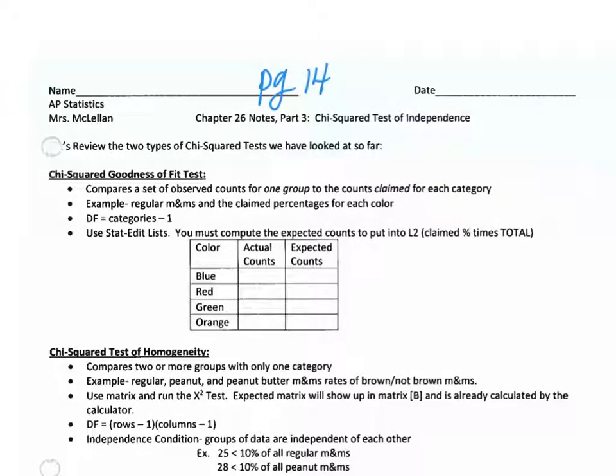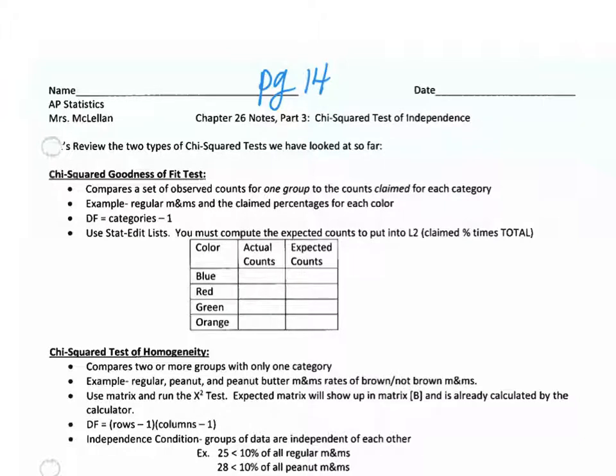So the goal, we have two goals for today. One goal is the main idea of telling the difference between the three kinds of chi-squared tests: the chi-squared test of goodness of fit, homogeneity, and the one we're going to learn today, which is the next goal, independence.